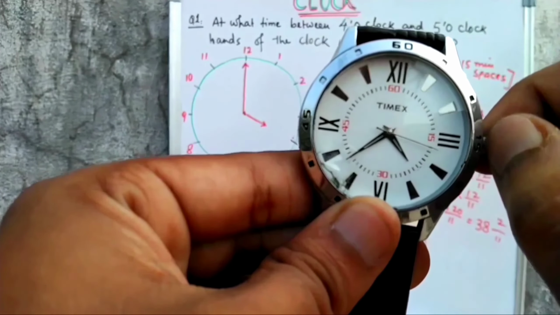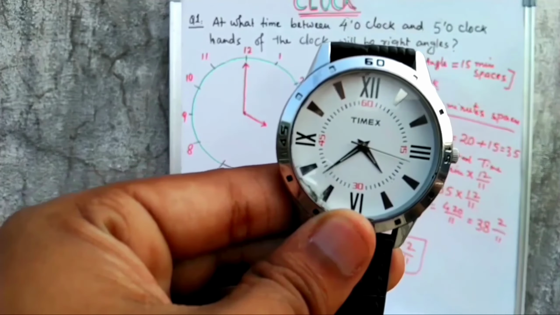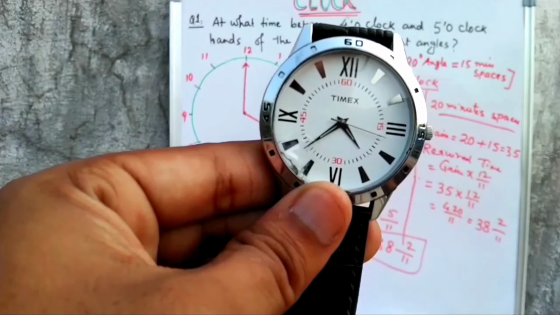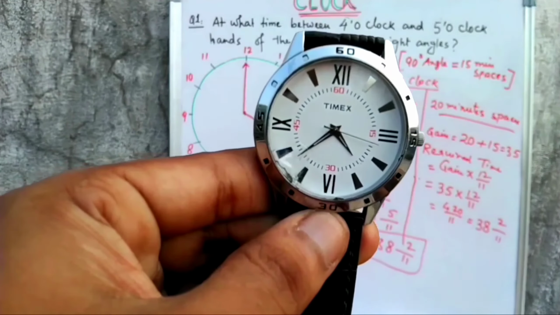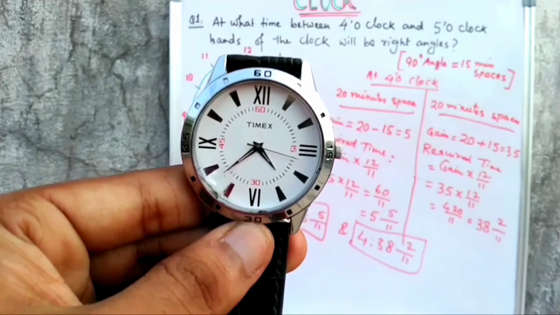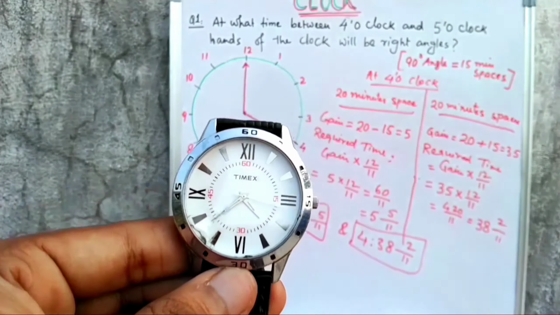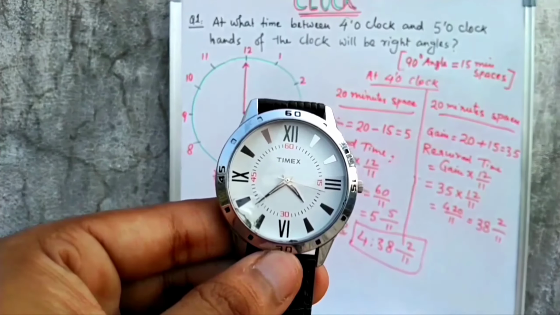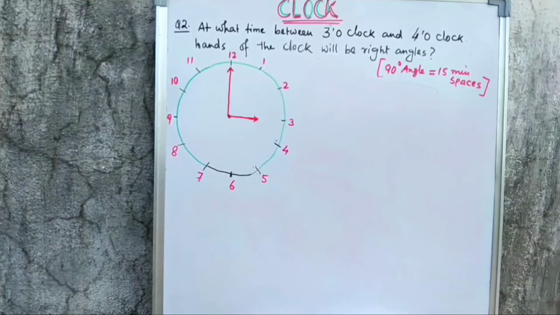Okay, so this is 4:38, and you can see again the hour hand and the minute hand are making a 90-degree angle. That means in 1 hour we are getting two right angles. So this is how you have to solve. Here you can see the next example.